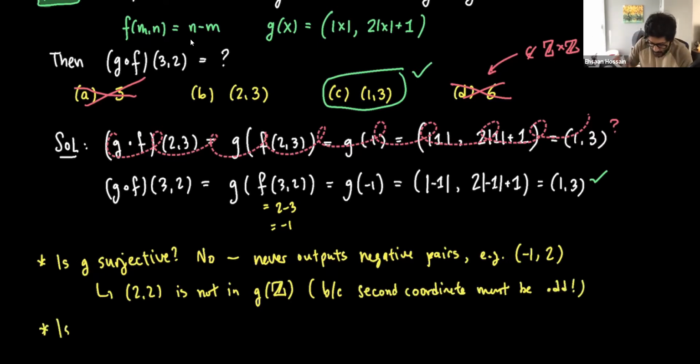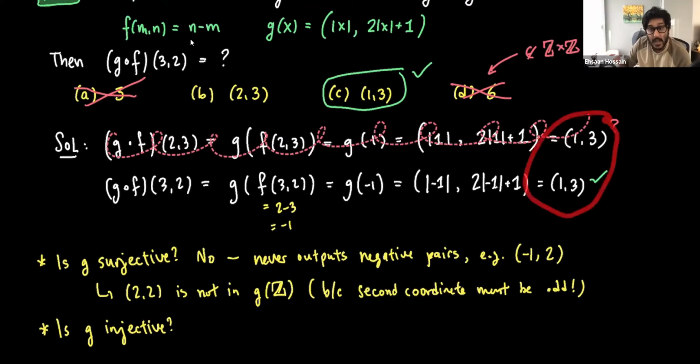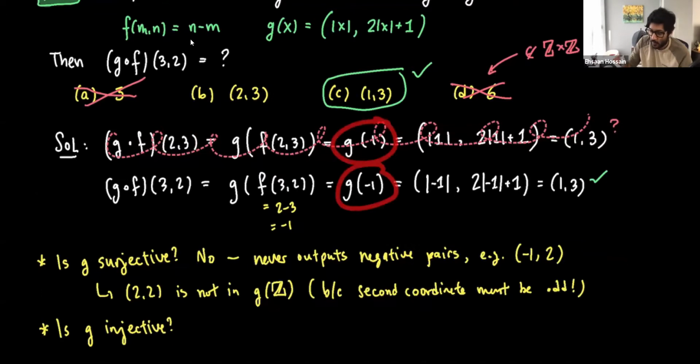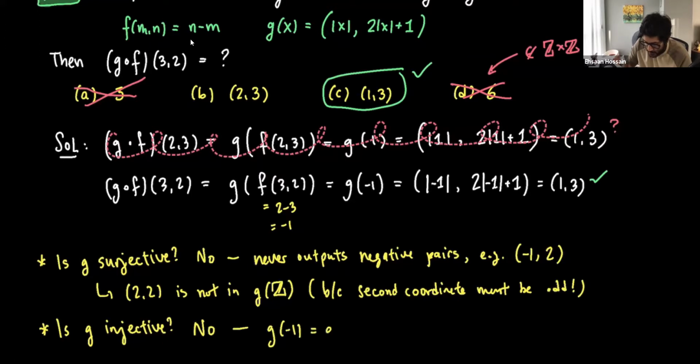And one more thing. Is g injective? No. Okay, and why not? Nice. Excellent. I just proved it. Okay, you guys are getting really fast with this stuff. I just gave two examples of different numbers that give the same output, right? I'm looking at g of 1 and g of -1, right? So the answer is no. g of -1 is equal to g of 1.